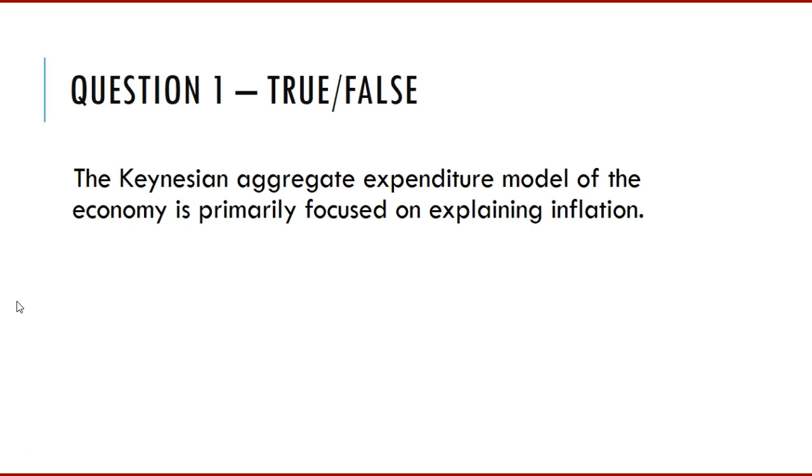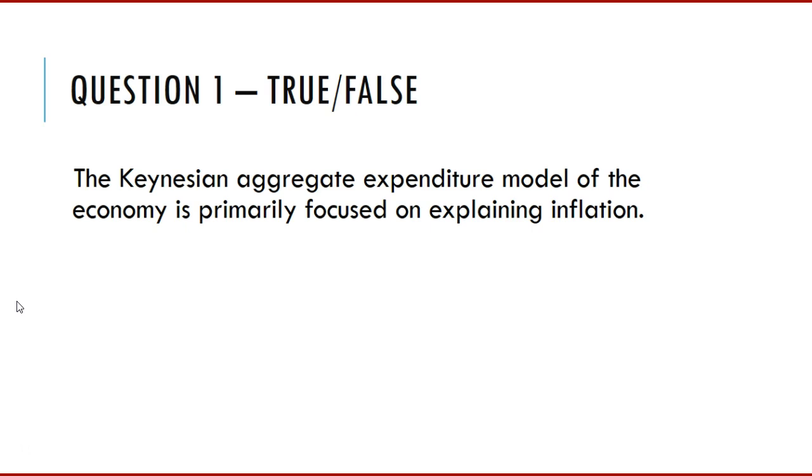Rather, its purpose is to explain output. It's an output determination model. And implicitly, it seeks to explain why there could be mass unemployment over some period of time without any fast automatic adjustment process to full employment.